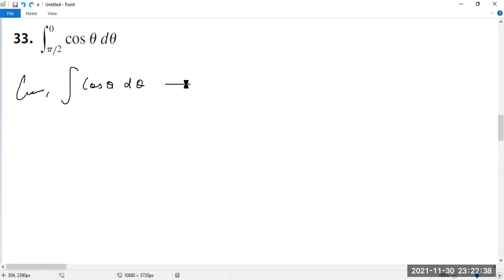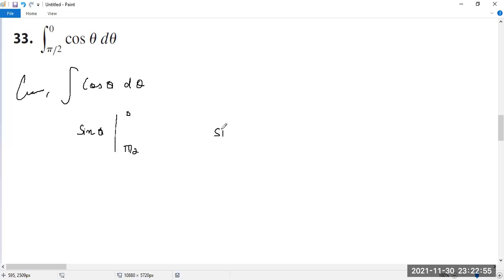So it's really no different. If we know that the integral of cosine of x is sine of x, then the integral of cosine of theta is sine of theta. So this comes out to being sine of theta, evaluated from 0 to pi over 2.